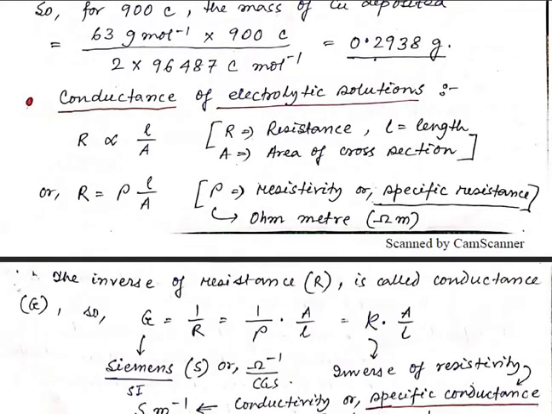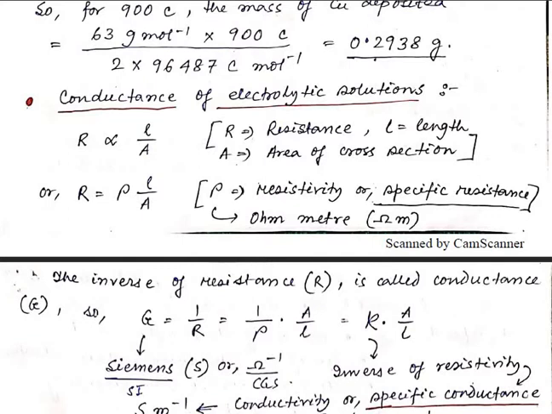I think everybody knows about the first relation, that is R is proportional to L by A. In our physics portion, I think you know this relation well, where R is the resistance, L is the length, and A is the area of cross section. The proportionality constant is rho here. So R is equal to rho into L by A, where rho is the resistivity or the specific resistance.